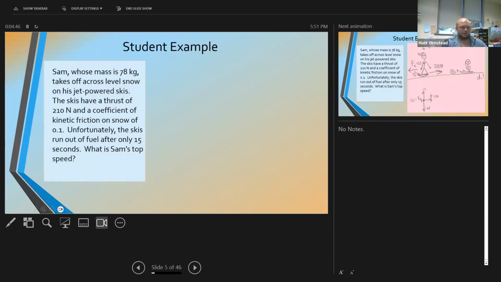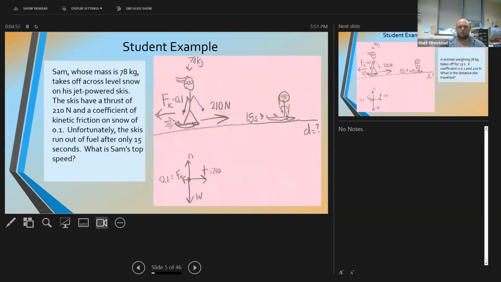How much force are on the skis and a coefficient of kinetic friction. And then the skis run out of fuel. What is their top speed? So again, the question is really looking for what is their speed. Here's the picture the student drew.